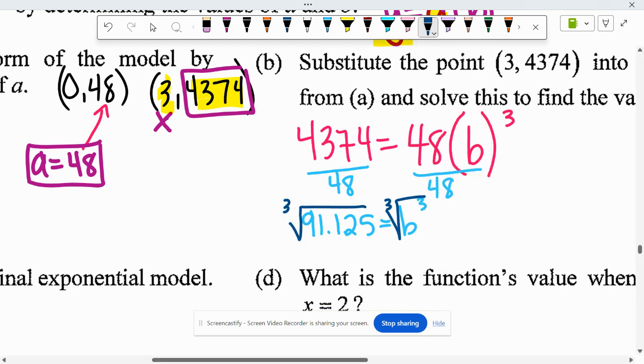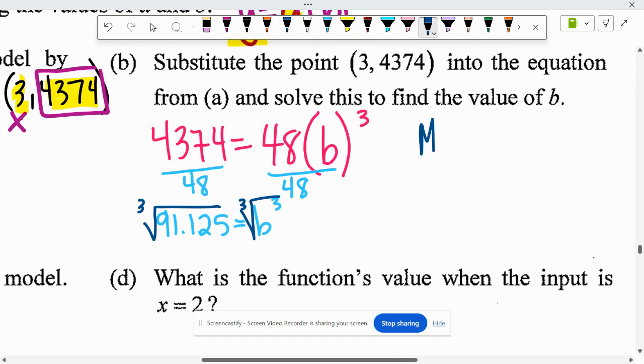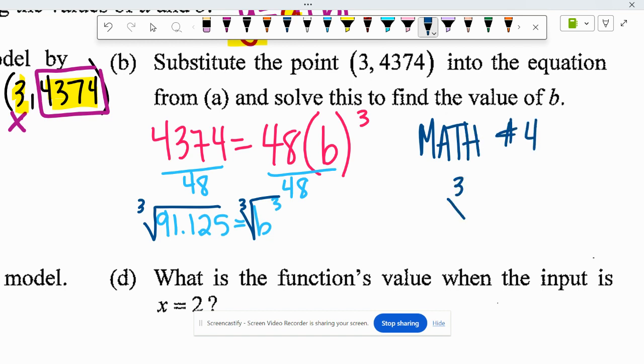So you're going to type in the math button. Just hit the math button and select number 4. Math button, select number 4. And it's going to populate that cube root for you. Do you guys see it? Okay. So math number 4, and it looks like this.